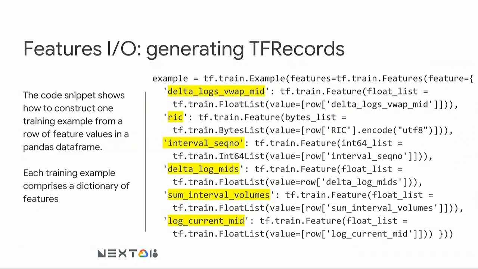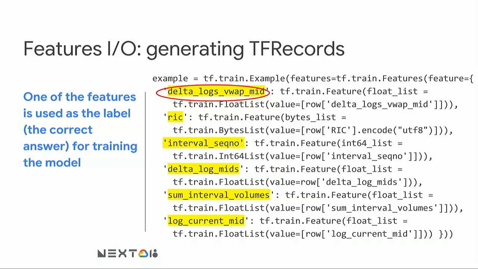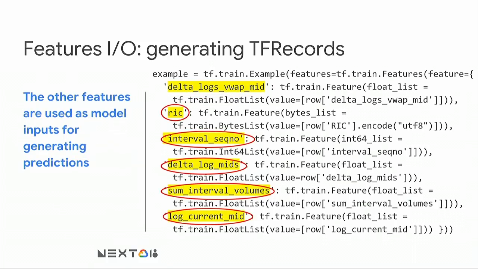So there is an example of how you construct an example, assuming that each row holds values of features from our data frame that we have constructed earlier. So delta log swivapme, this is what we're going to be using for our label. This is the correct answer that we only have during training. We don't have it when we're actually using the model to make predictions. And we have 5 features that I described earlier: the rig, stock identifier, interval sequence number, deltas of log mids, sum of interval volumes, and logarithm of the current mid.